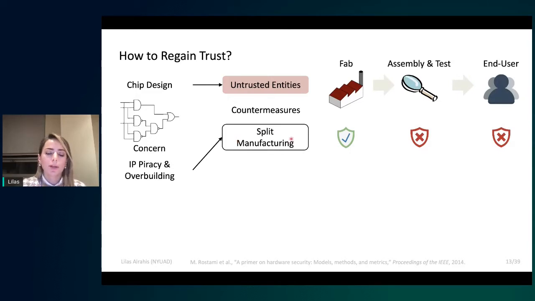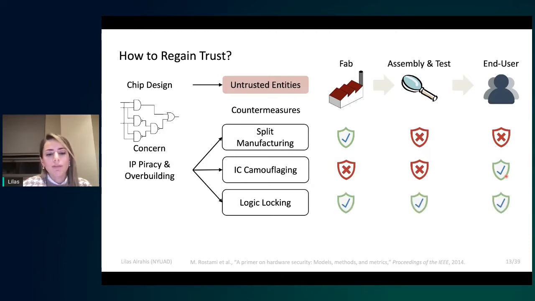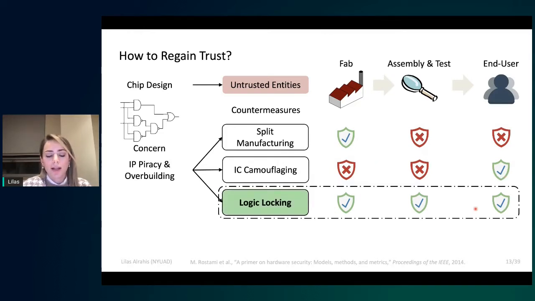For example, split manufacturing can protect the design from an untrusted fab, but it cannot protect it from assembly and test and the end users. IC camouflaging can protect the design only from the end user. However, logic locking is considered a holistic solution that can protect the design throughout the supply chain. And this is why in my work, I mainly focus on logic locking.